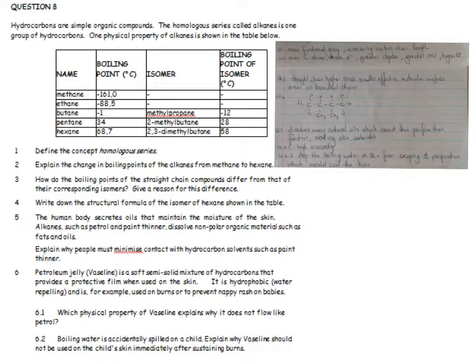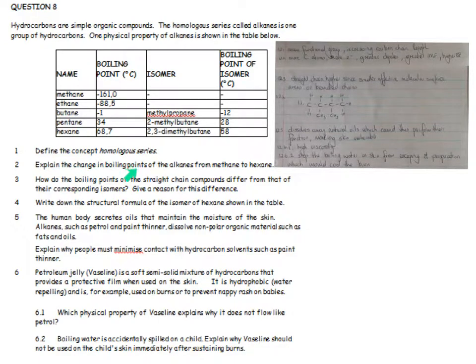And last question, hydrocarbons are simple organic compounds. The homologous series called the alkanes is one of those groups of hydrocarbons. One physical property of alkanes is shown in the table below. It's the boiling point over there, and when we've got isomers, the boiling points are going to change very slightly. Define the concept of homologous series. It has the same functional group, but increasing length of the carbon chain.